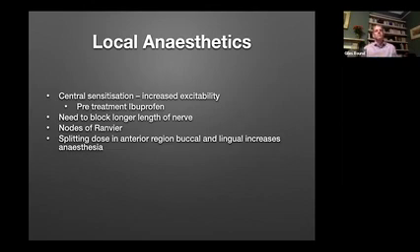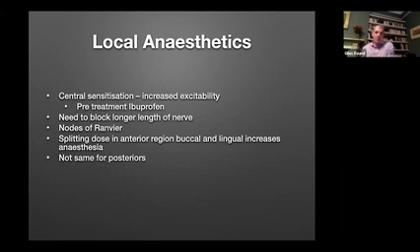because what I do is I always give more than one anesthetic. There's a lot of studies that have looked at this, and it's about splitting the dose of your anesthetic. So in the lower anterior region, you would do your buccal infiltration, and you would do a lingual infiltration as well.